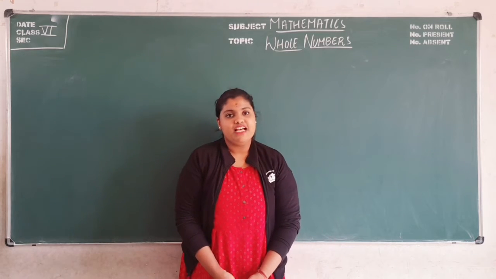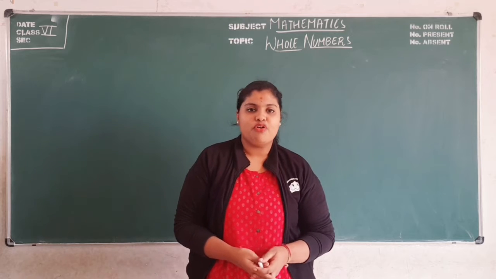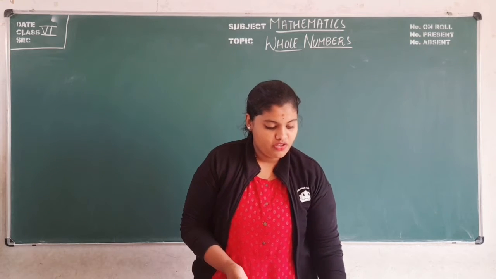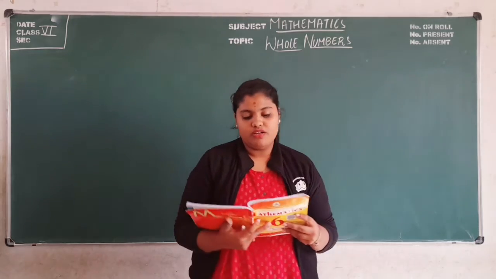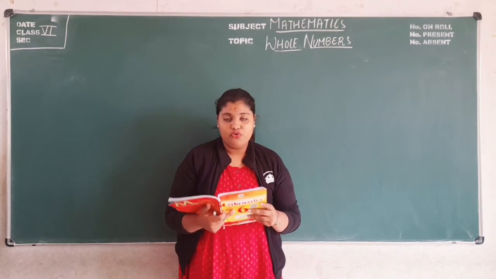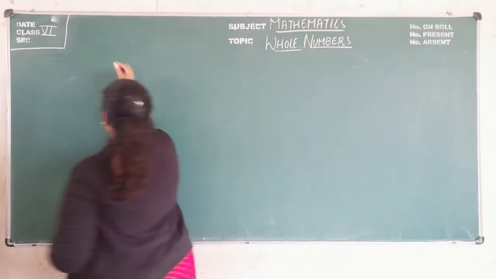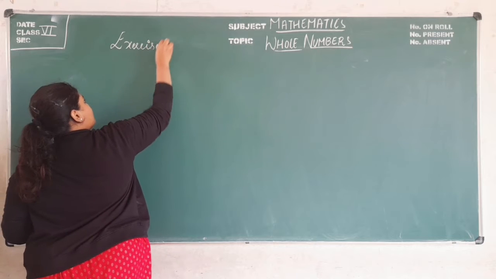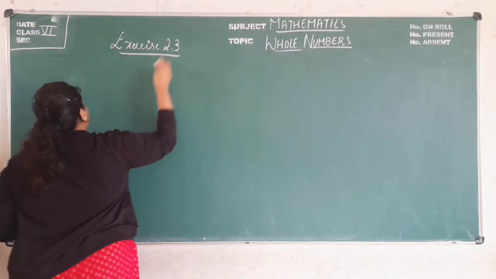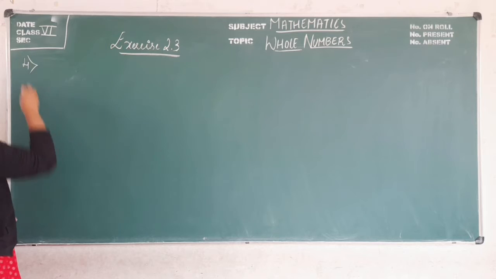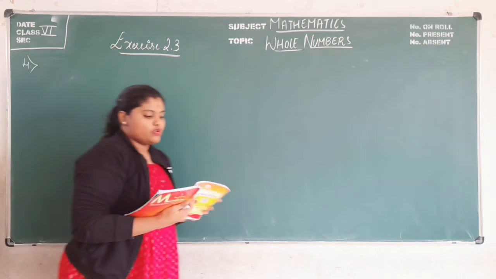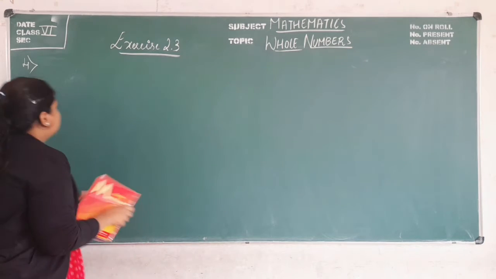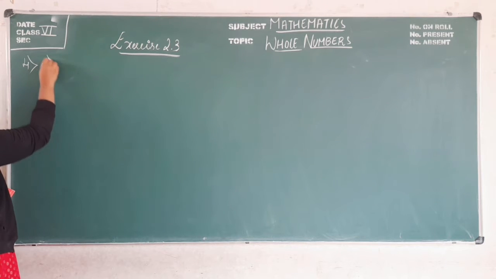In our previous class, we were solving some exercise problems under exercise 2.3. We were in question number 4, and now we have to solve sub question D under the fourth question. In the previous class itself, we solved sub questions A, B, C. Next we shall see D and E.